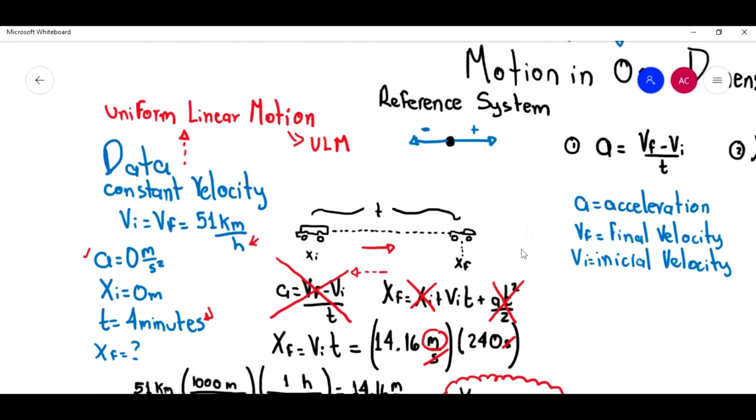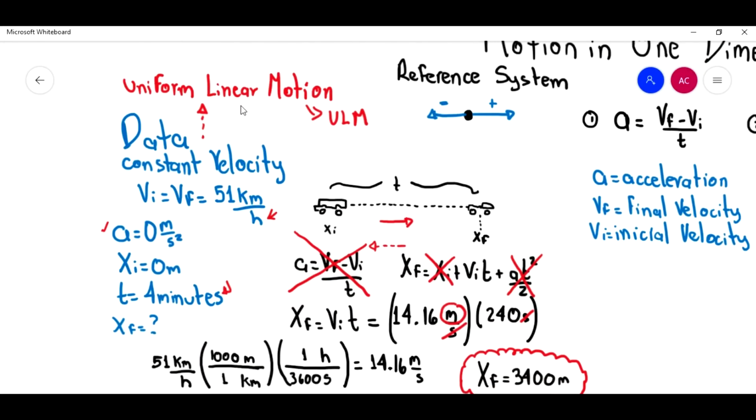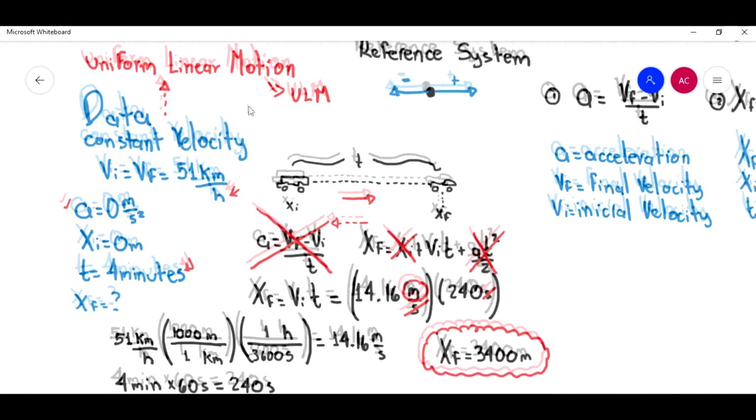If you see, this problem was using constant velocity, and that means that it is uniform linear motion.